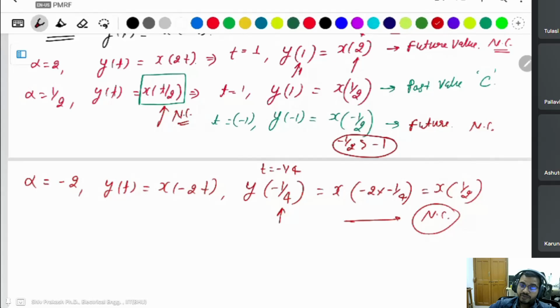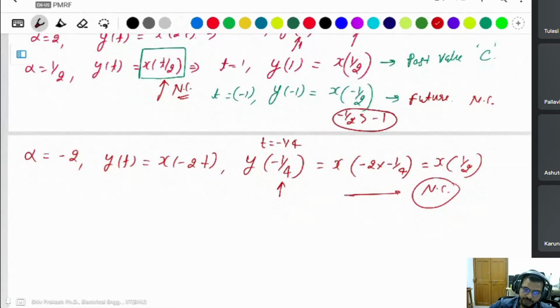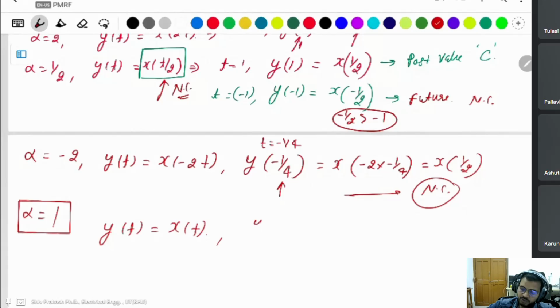Then what is the value of alpha for which the system will be causal at any instant of time? Let's check at alpha equal to 1. Then y(t) is equal to x(t). Put any value: at t equal to 1, x is equal to 1. At t equal to 2, x is equal to 2. Like that.